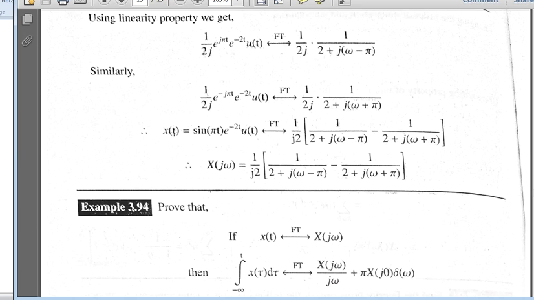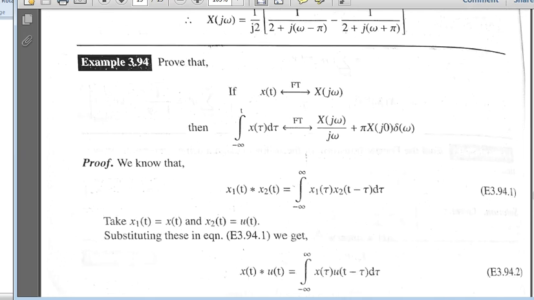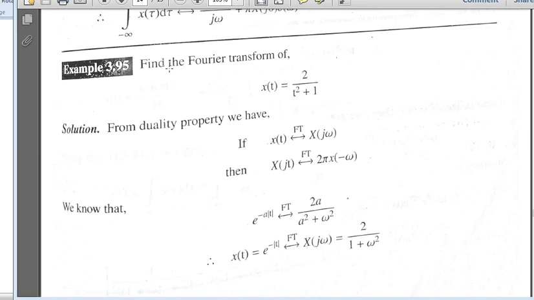Then entirely the Fourier transform of x of t, that is sine of pi t e raised to minus 2t into u of t is, now 1 by 2j is common, so we write these two terms, and this will be the Fourier transform of our x of t equal to sine of pi t e raised to minus 2t into u of t. And similarly, another simple problem is to find the Fourier transform of x of t equal to 2 divided by t square plus 1 square.